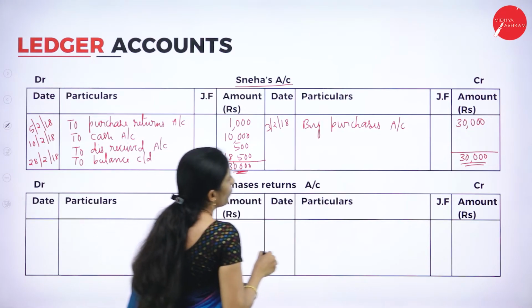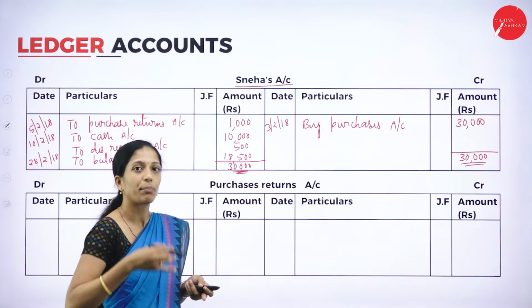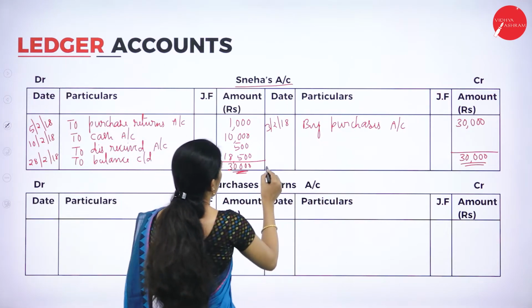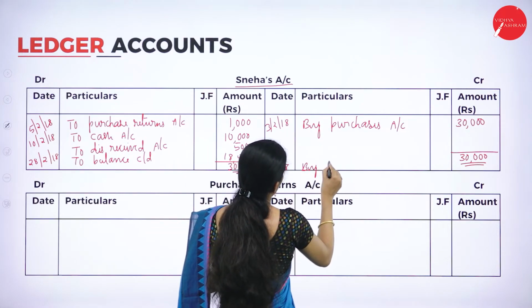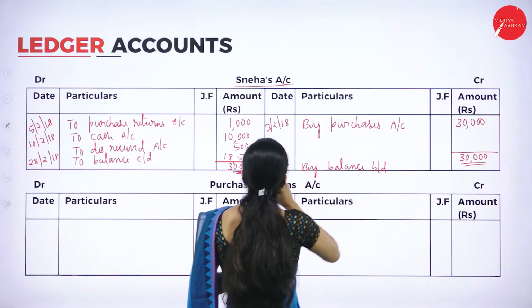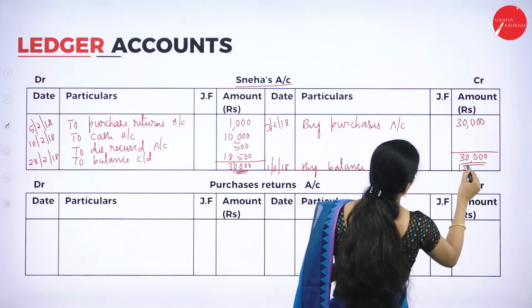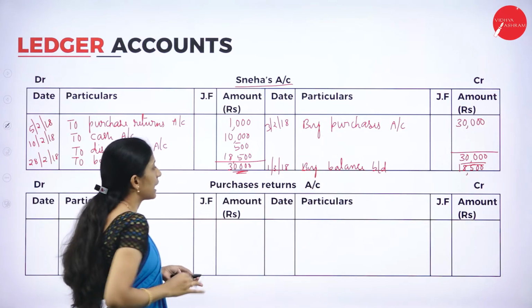30,000. So whatever balance you have carried down, you have to bring down that balance at the beginning of next month. That is 1/3/2018, by balance brought down. How much? 18,500. So this is how you are going to prepare Sneha's account.